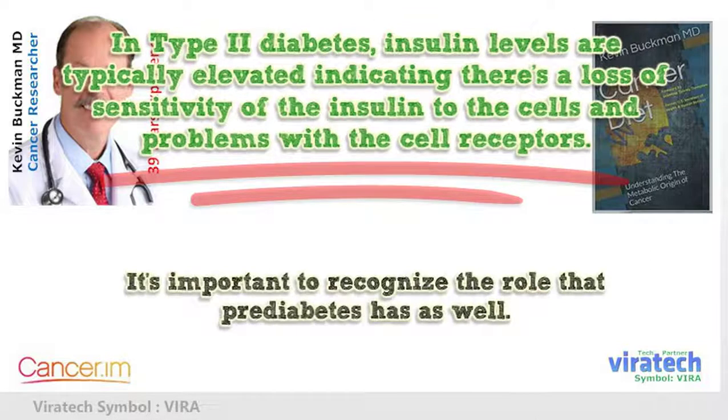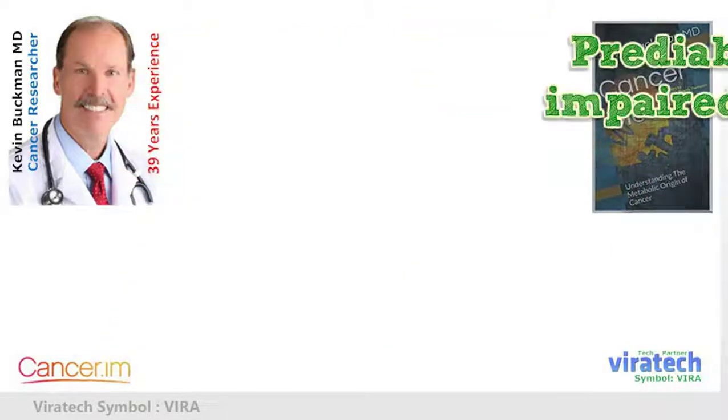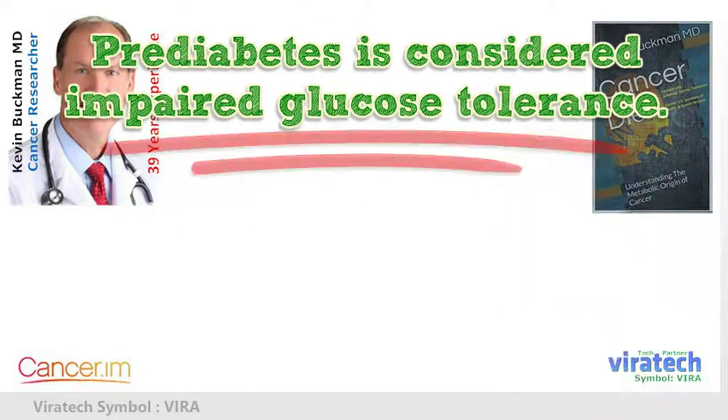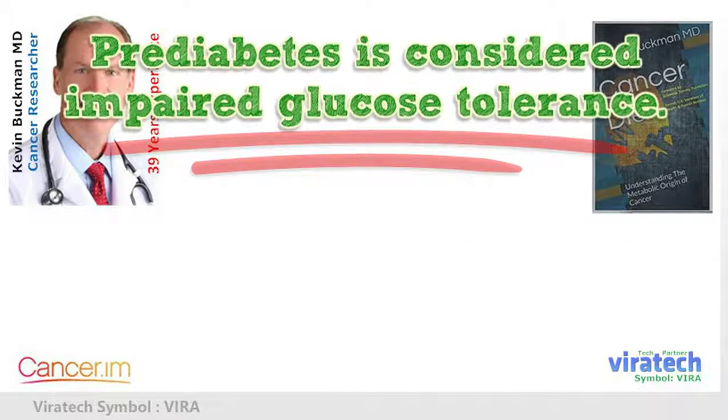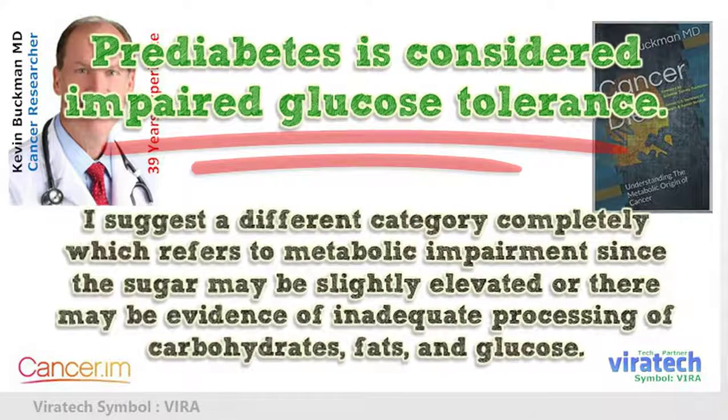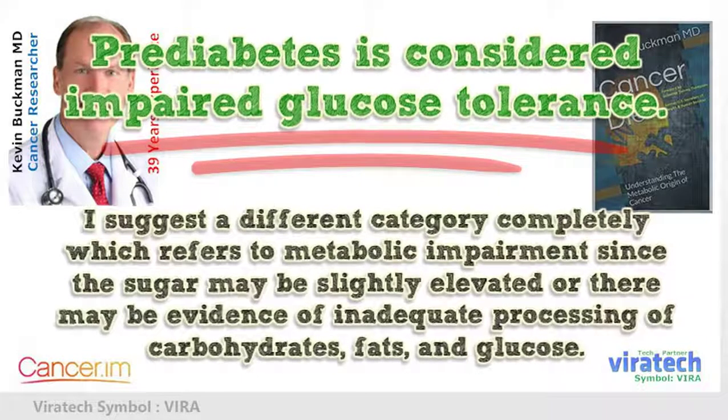It's important to recognize the role that prediabetes has as well. Prediabetes is considered impaired glucose tolerance. They're higher than normal but not too high. I suggest a different category completely, which refers to metabolic impairment, since the sugar may be slightly elevated or there may be evidence of inadequate processing of carbohydrates, fats, and glucose.